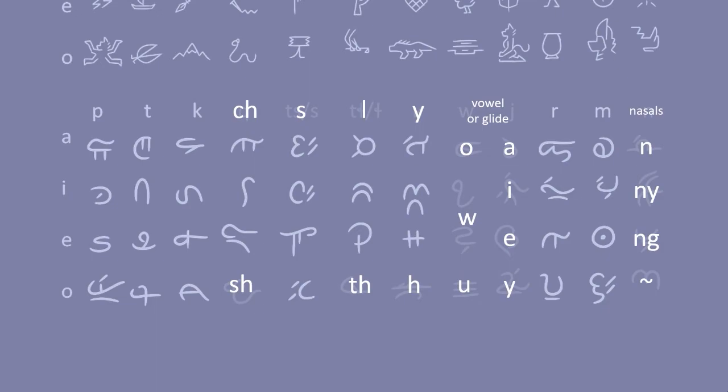G became y before a, e, and i, and also schwa. Not schwa, actually, I'm not sure about schwa. I'll need to check that again. But it became g before o and u.